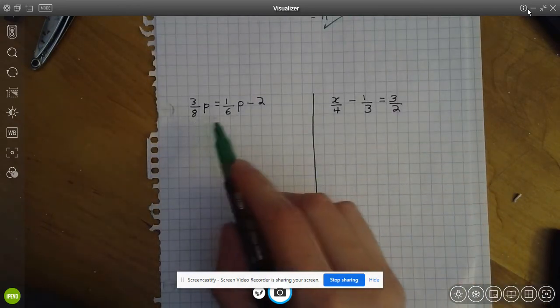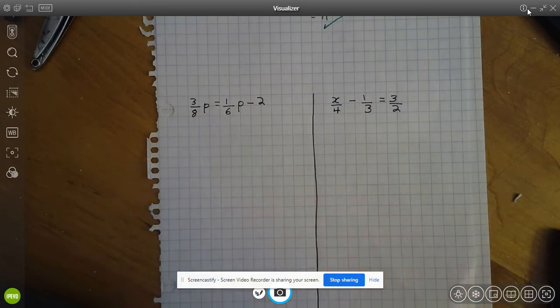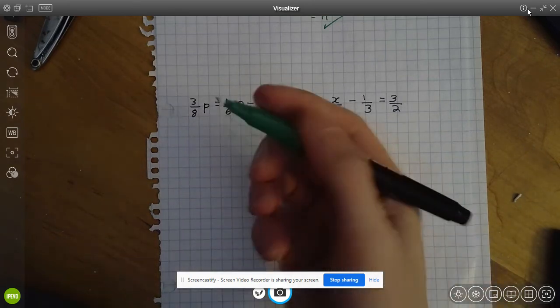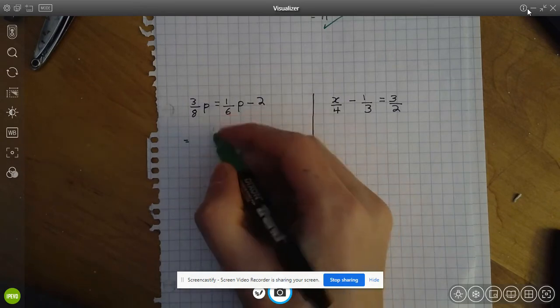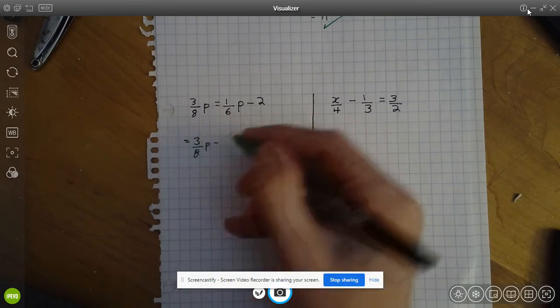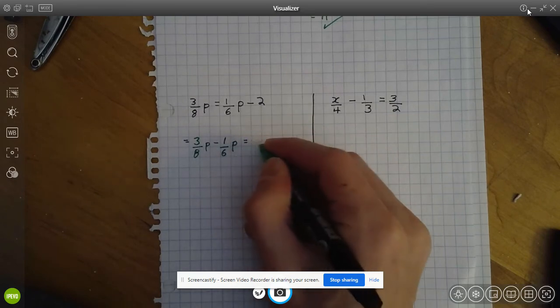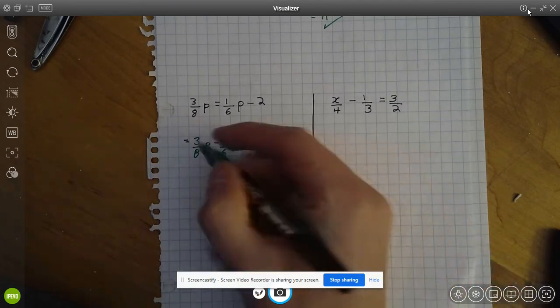If I've got multiple fractions in the problem, especially when they have different denominators, it's often easiest to get rid of all the fractions before we do too much solving. So let me just start this problem off. Again, I want to move all the variables to one side. So I'm going to move that 1/6p to the left side, and I've still got -2 on the right side.